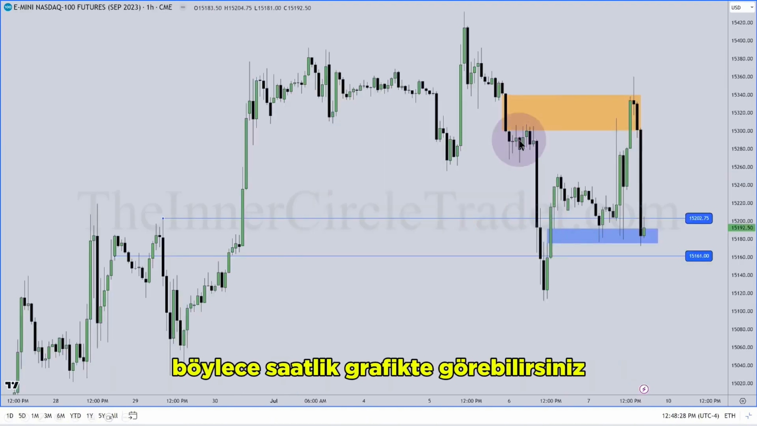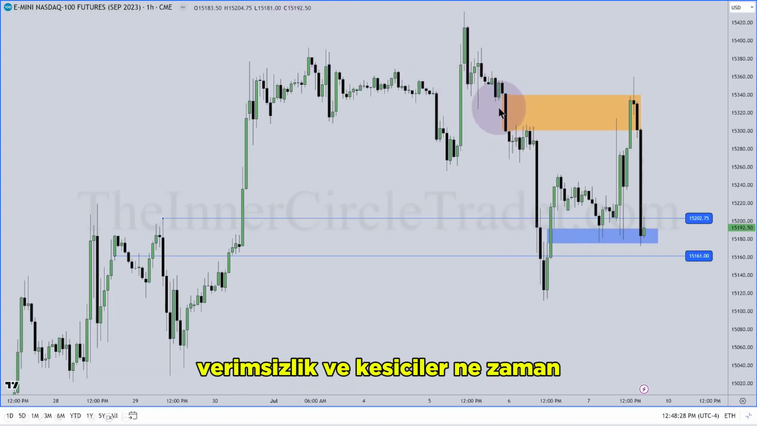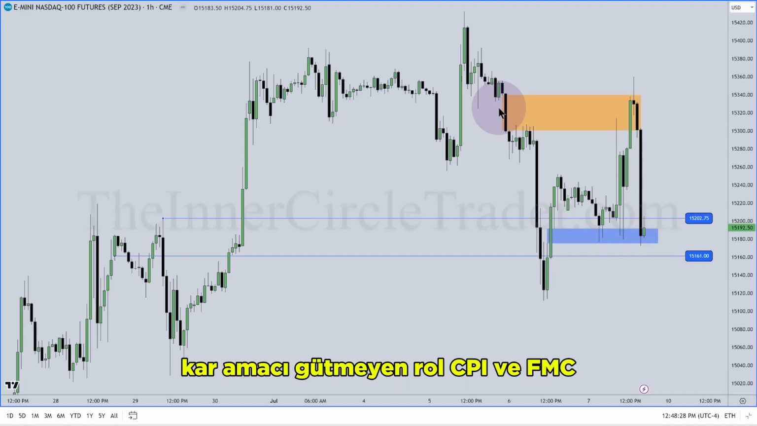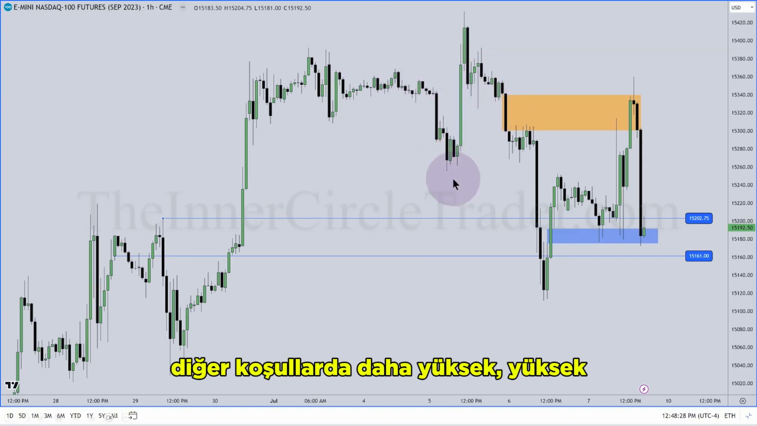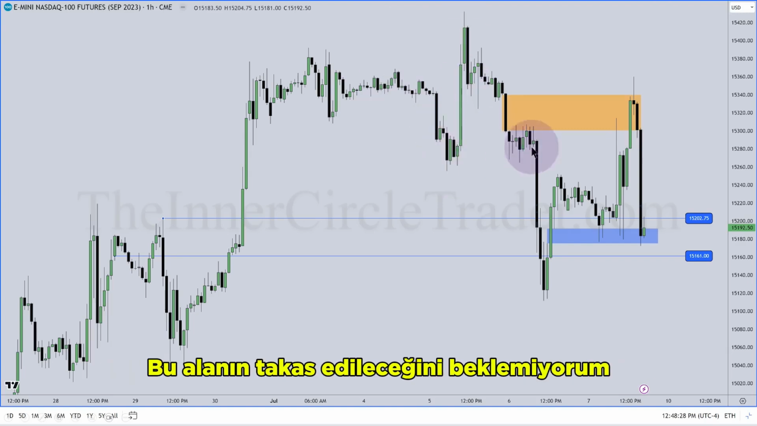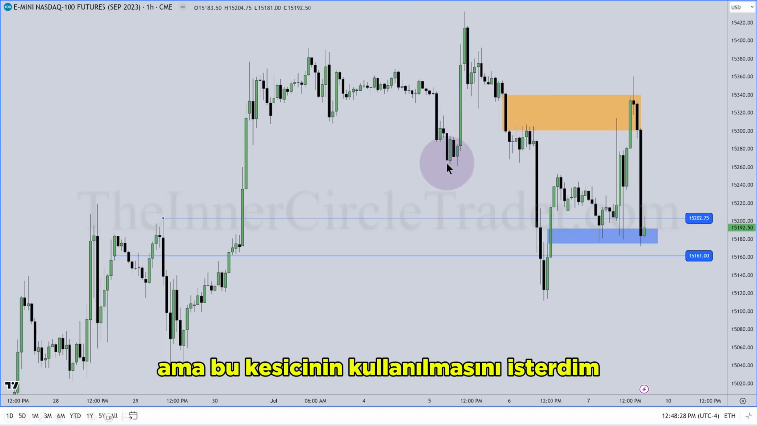So you can see here on an hourly chart, we have a high to low after taking buy side here, inefficiency. And when do breakers not provide the cleanest points of rejection, or where we can use them for entries and whatnot? Non-farm payroll, CPI, and FOMC. Those events. Whereas I would usually see high, low, higher high, in other circumstances I would treat this right here as a bearish breaker, and I would not anticipate this area to be traded to. I would look at this area here as a balanced price range, which it is in a sense, but I would look for this breaker to be utilized.